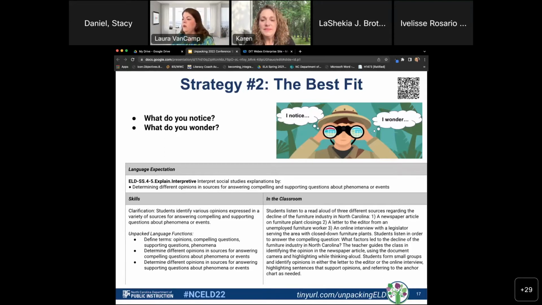Okay, now I'm going to read the classroom scenario. Students listen to a read aloud of 3 different sources regarding the decline of the furniture industry in North Carolina. Number 1, here's the 3 sources. Number 1, a newspaper article on furniture plant closings. Number 2, a letter to the editor from an unemployed furniture worker.